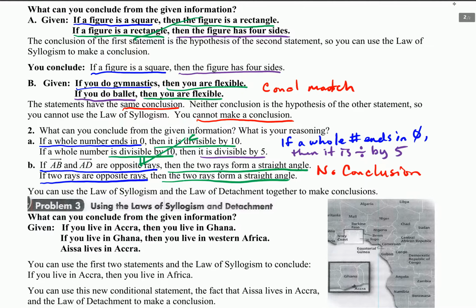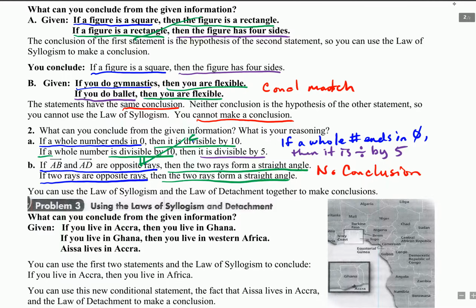All right, the first one says, if a whole number ends in 0, it's our requirement, then it is divisible by 10. That's our result. The next one says, if a whole number is divisible by 10, requirement, then it is divisible by 5. So does the conclusion of one match the hypothesis of the other? Yes, it does. So we can combine them together and say if a whole number ends in 0, then it is divisible by 5. Look at the next one.